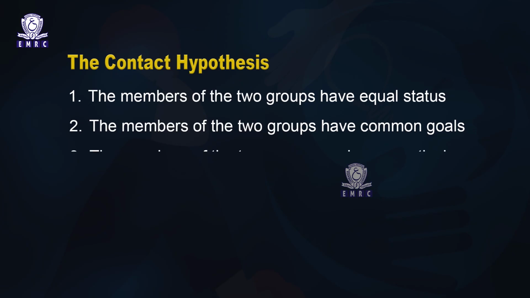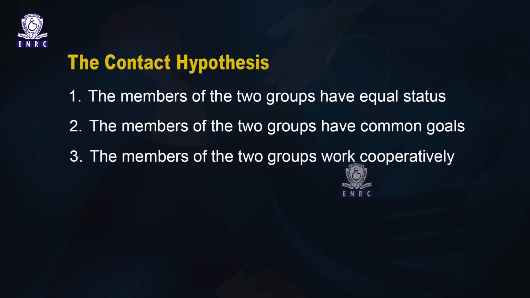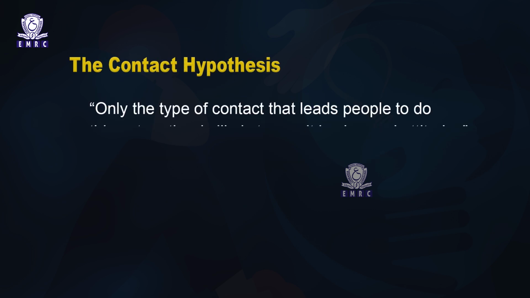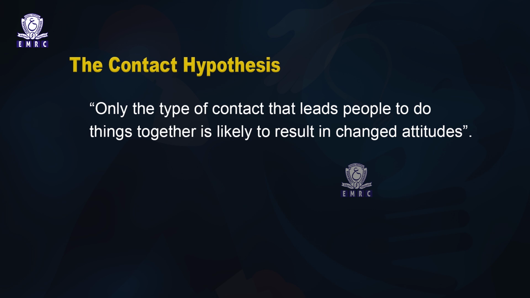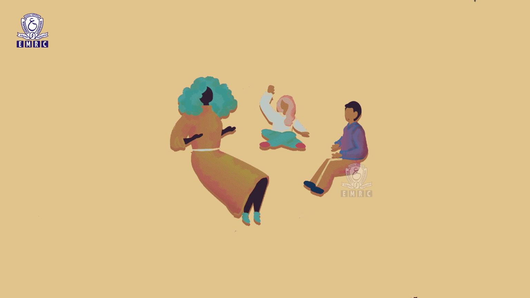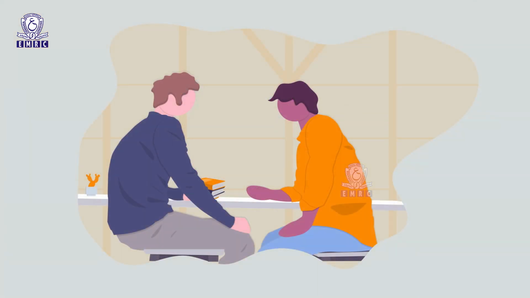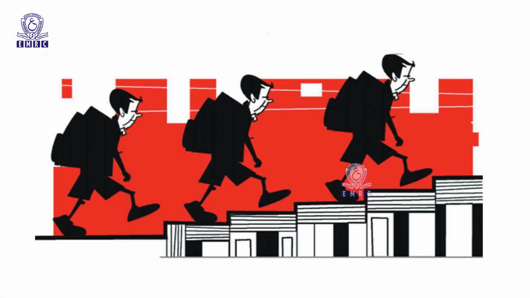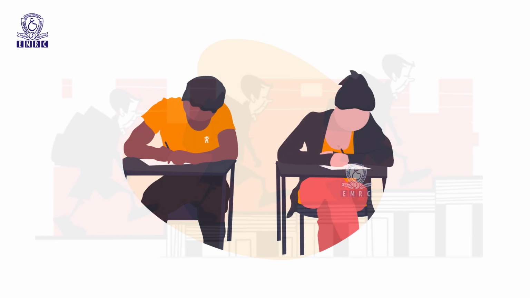The next condition is that the members of the 2 groups work cooperatively. Allport wrote that only the type of contact that leads people to do things together is likely to result in changed attitudes. For example, limited resources can make individuals work together, like we see in the Robbers Cave experiment. When resources were limited, people tended to come together and work for the goal.